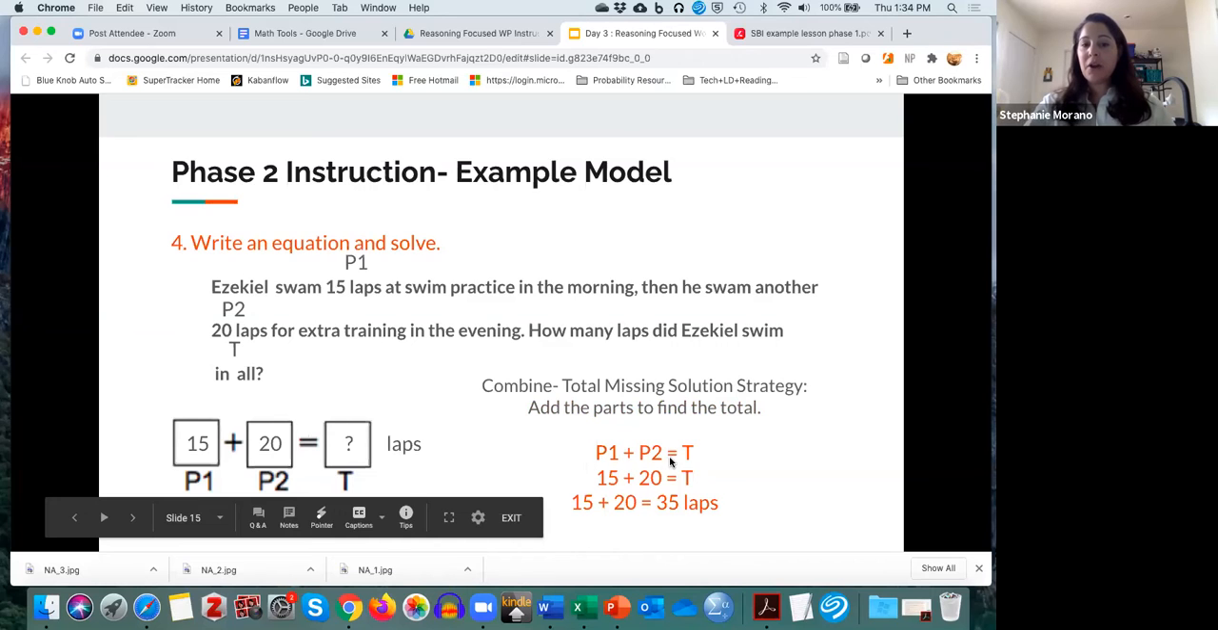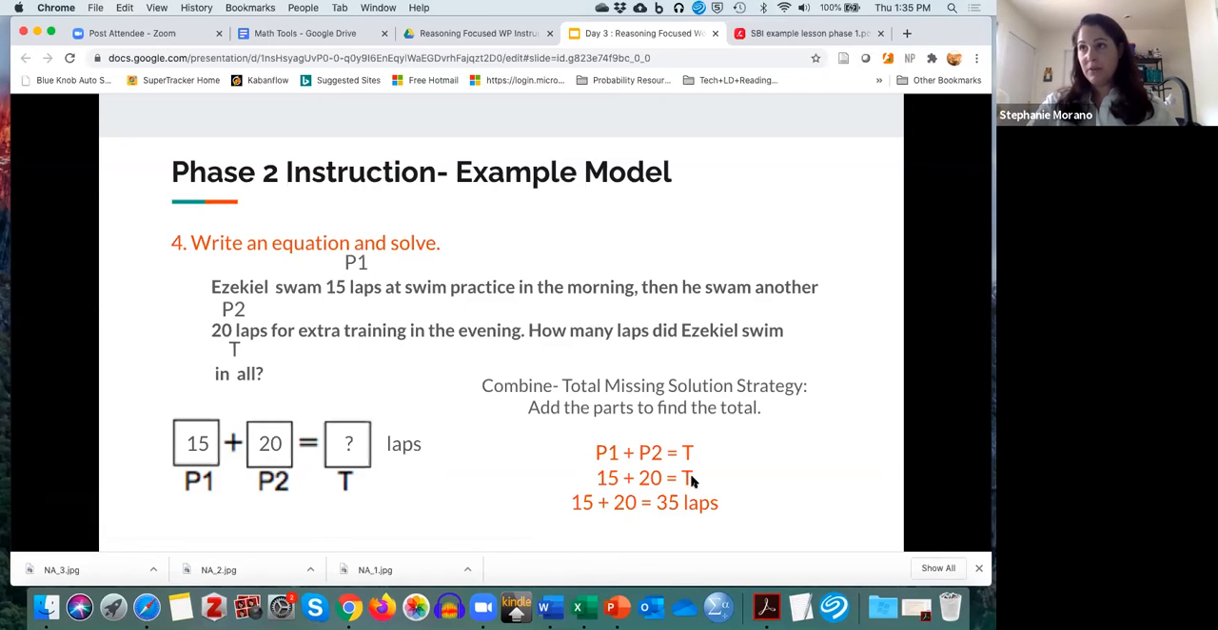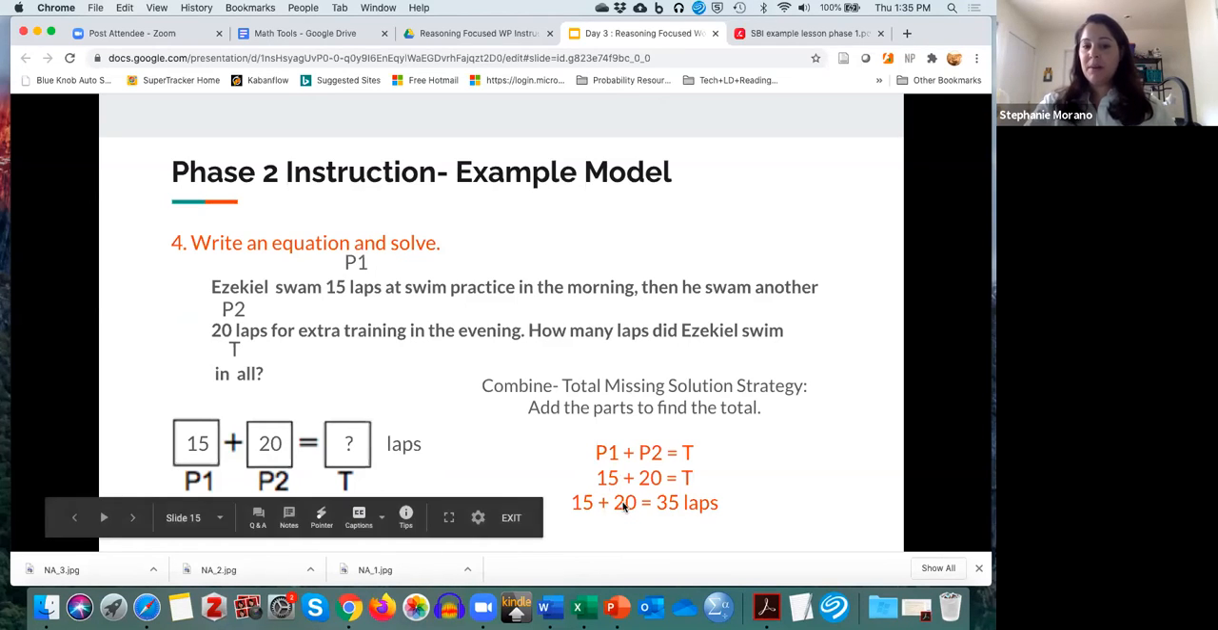So we can start with the equation that matches our graphic organizer: part 1 plus part 2 equals total. And then we can use our graphic organizer to write this equation. Part 1 is 15 plus part 2 is 20 equals total. We still don't know the total, right? And then we do our computation to find 15 plus 20 is 35.